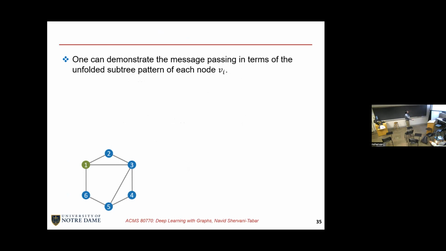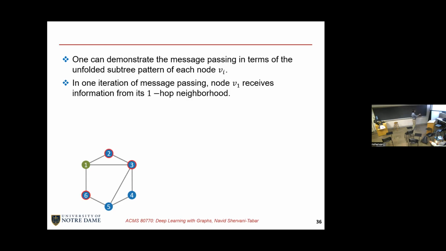Now I want to demonstrate how this message passing happens using a concept called the unfolded subtree pattern of the graph of each node. So let's consider this graph. This node is receiving information in the first iteration of message passing from its neighbors, right? So node 1 is receiving information from its immediate neighbors, nodes 2, 3, and 6.